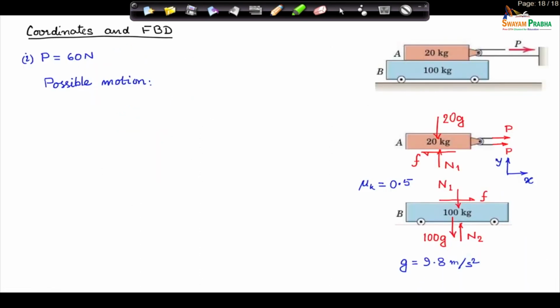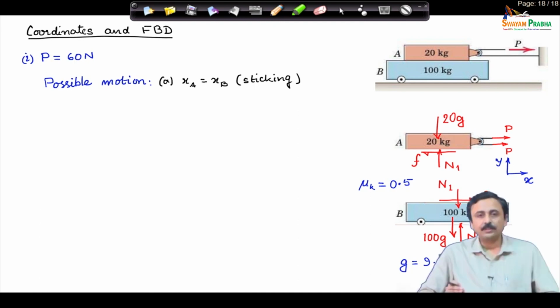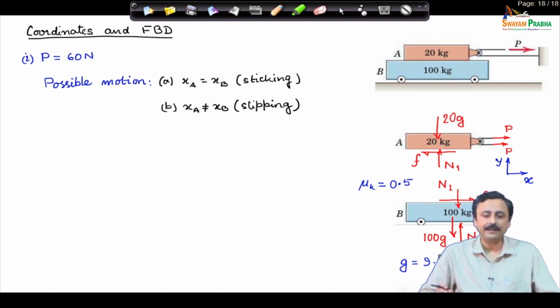The first case, force P is equal to 60 Newton. Now, we have to enumerate what are the possible motions. The first possibility is that they will stick and move together. Therefore, x_A, the motion of block A, is same as motion of block B. x_A is equal to x_B, there is sticking. The second possibility is x_A not equal to x_B, which means there is relative motion, there is sliding, that means there is slipping.